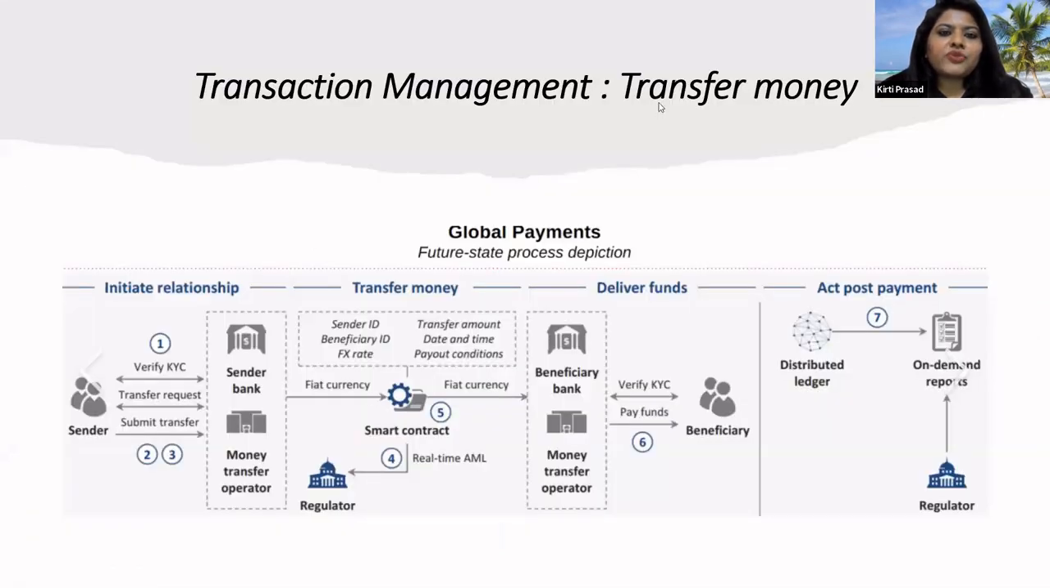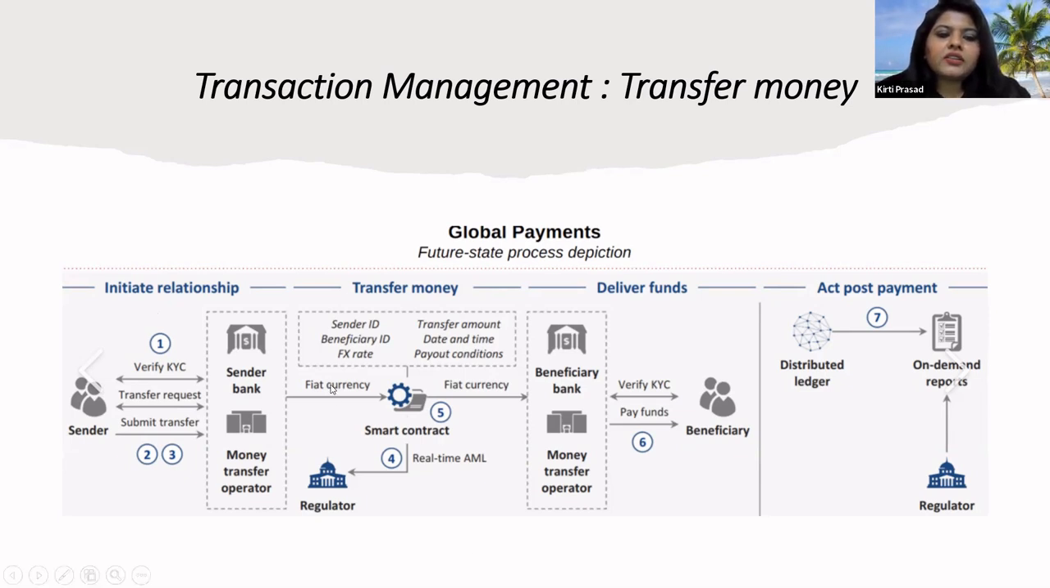The second epic is transaction management. This is a very critical part since this deals with money. So I would like to explain the flow once, based on how transactions are going to flow in our app. The first one is initiate relationship, where the user sends the request to the sender bank, and the KYC, know your customer, will be verified, and the transfer request and submit transfer, and all these flows will, once validated, then we get into the money transfer part.